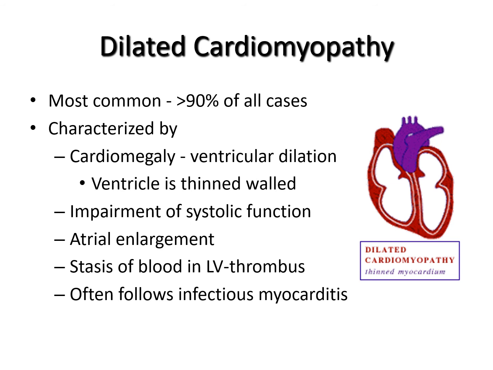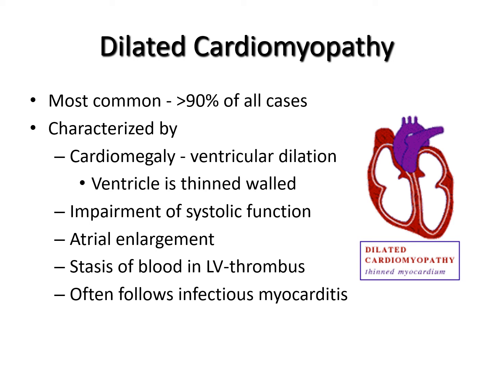So the dilated cardiomyopathy, we said, is the most common. In fact, it is greater than 90% of all cases of cardiomyopathy. It's characterized by an enlarged heart or cardiomegaly. We have ventricular dilation so that the ventricle wall is thinned, and this results in impairment of systolic function. In other words, contractility is reduced.